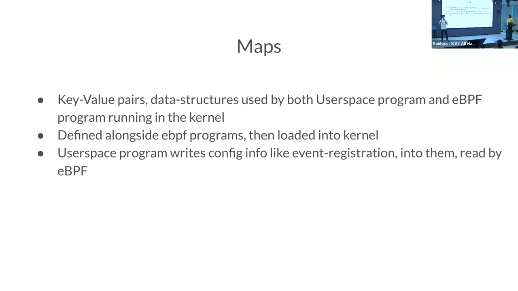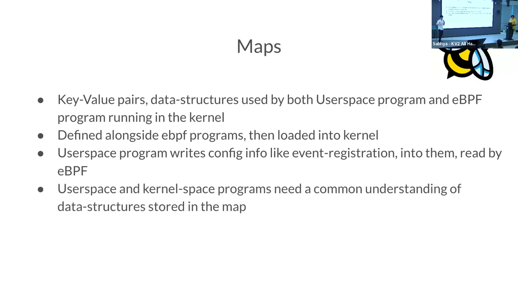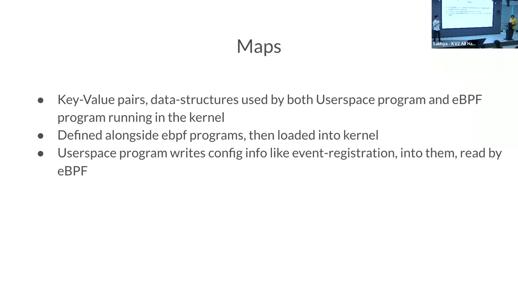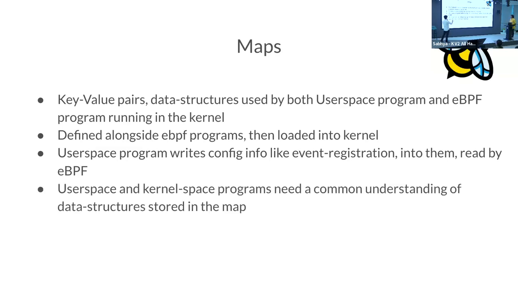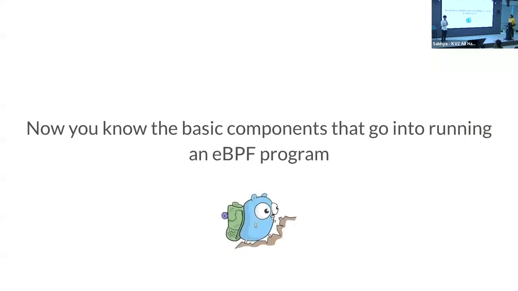How the user space program uses the map is that it writes configs like event registration into them. So the events that the eBPF program needs to attach to and get triggered by are written into these maps. So when the eBPF program gets loaded into the kernel, it can read from these maps and configure itself to the right events. Both the user space and the kernel space program need to have a common understanding of the data structure stored in the map because they're using that common space. So now you know the basics of the components that go into running an eBPF program.